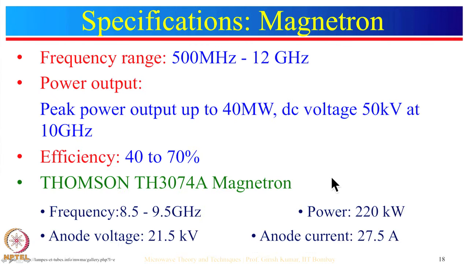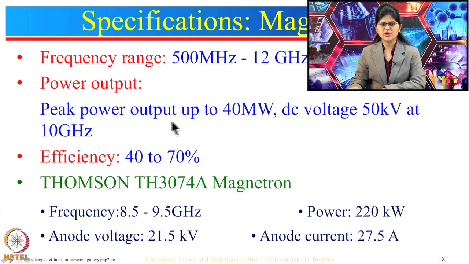Now let's move on to the specifications of magnetron. The range of frequencies over which the magnetron can work is from 500 megahertz to about 12 gigahertz, and the power output which can be produced by magnetrons is up to about 40 megawatt, and this can be achieved when we give DC voltage of about 50 kilovolt at about 10 gigahertz. And the efficiency of these types of magnetrons is fairly good, which is from 40 to 70%.